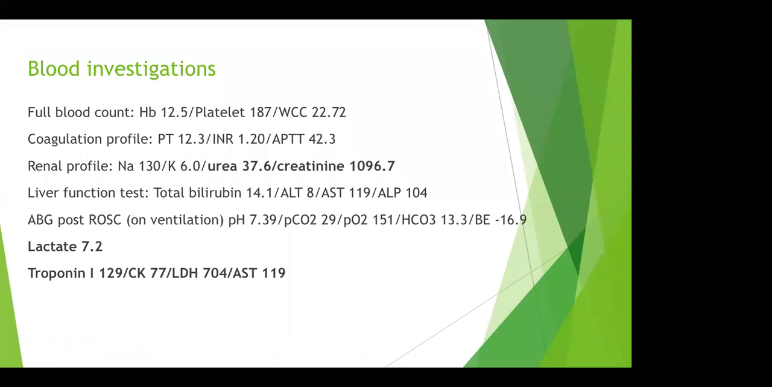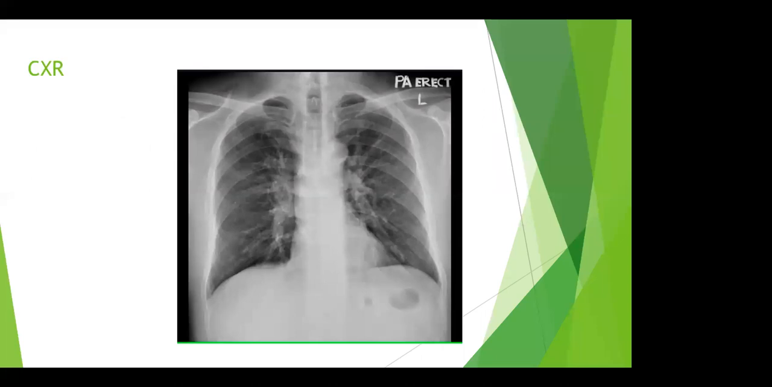For the blood investigations, the significant finding is that the patient had severe AKI, probably because of the post CPR state, with urea 37.6 and creatinine in the hundreds, and high lactate, with a pH of 7.2. There was a bit of compensated metabolic acidosis and a high troponin I at 129. The X-ray is quite clear.